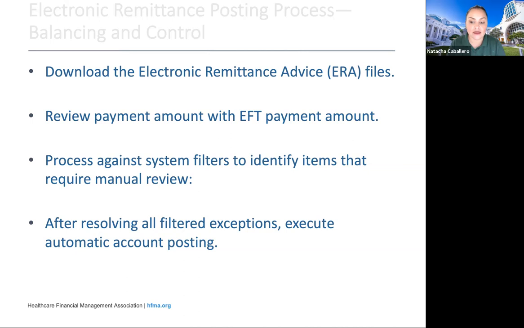The following steps will ensure proper balancing and control of the ERA posting. Download the ERA electronic files, review the payment amount with the EFT payment amount, and process against system filters to identify items that require manual review, such as posted contractual adjustments that do not match the actual payer contractual adjustment, takebacks, denials, zero payments, and held claims. After resolving all filter exceptions, execute automatic account posting.